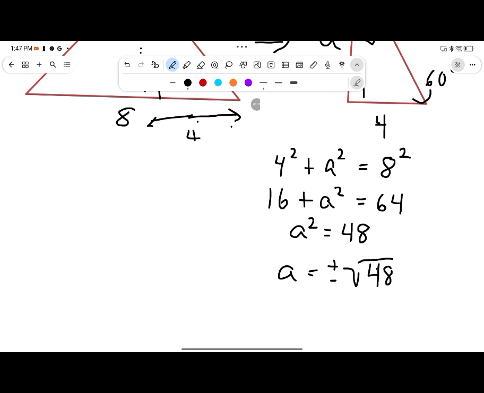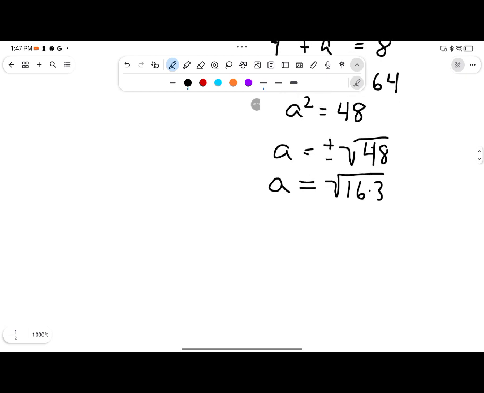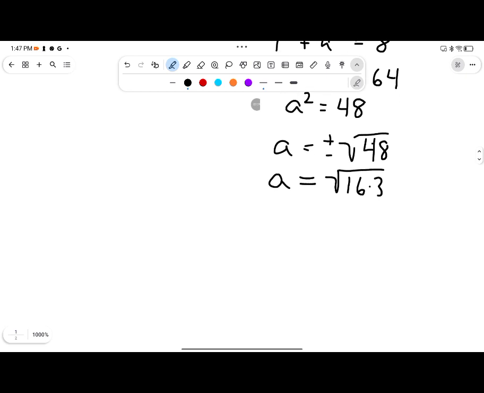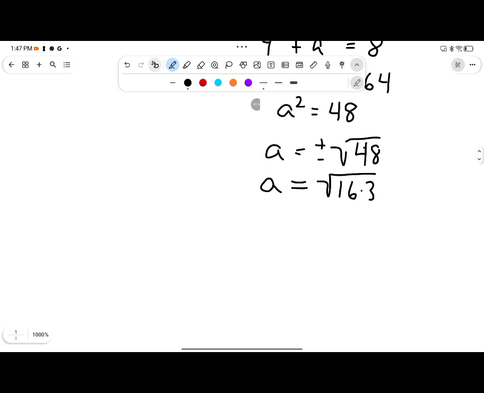So we're going to simplify this radical now. And 16 times 3 is equal to 48. 16 times 3. Now 16 is a perfect square. We can take the square root of that, which is 4. But the 3, if you take the square root of that, it's going to be an irrational number. So we leave that in the square root sign. So we've got 4 square root of 3.